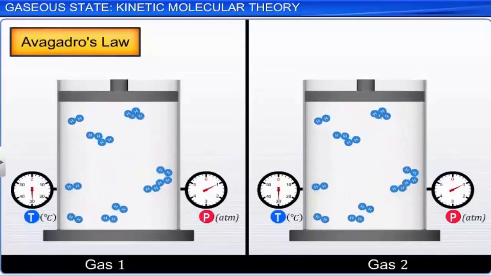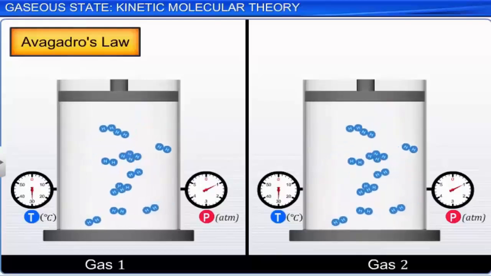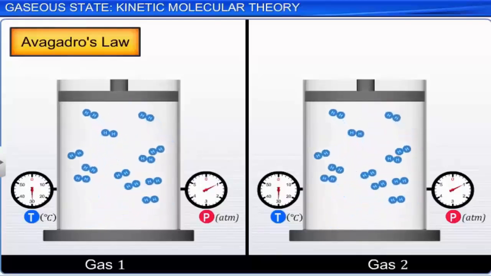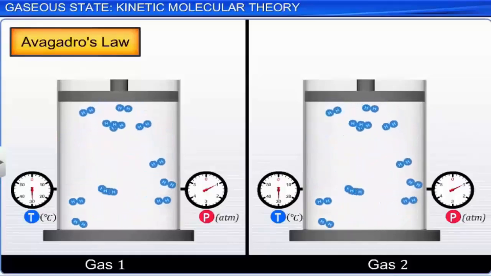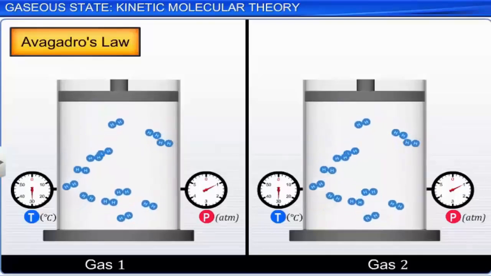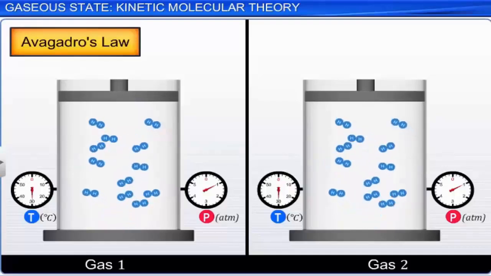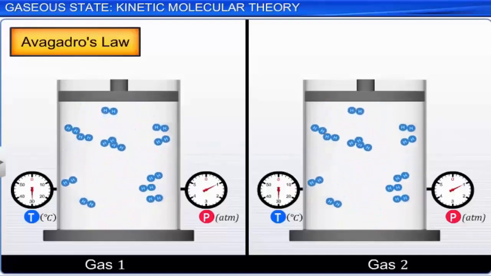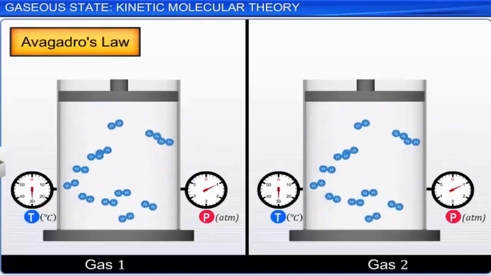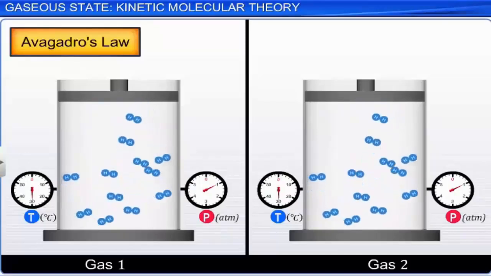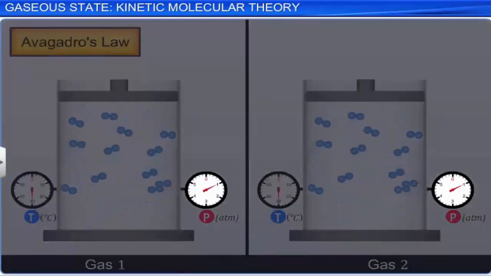We know that the pressure of a gas depends on the number of molecules present per unit volume, as well as their average kinetic energy. As the two gases have the same pressure and same kinetic energy, they must have an equal number of molecules per unit volume. This means equal volumes of all gases under similar conditions of temperature and pressure contain an equal number of molecules. This is Avogadro's law.